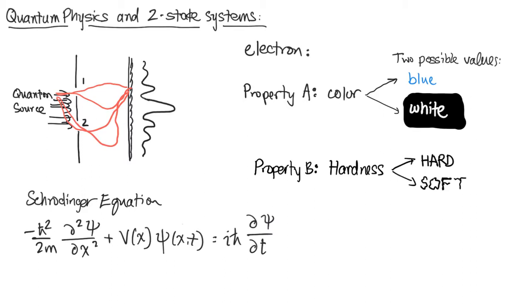Okay, so going in the future, we're going to understand that color and hardness could be replaced by, say, spin in the x direction and spin in the y direction for the electron. And the two states would be like spin up in the x and spin down in the x, and spin up in the y and spin down in the y. For now, though, we don't know anything necessarily about spin. If you do know something about spin, congratulations. But it's not necessary at this point.